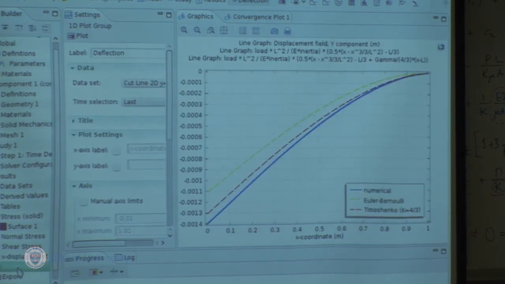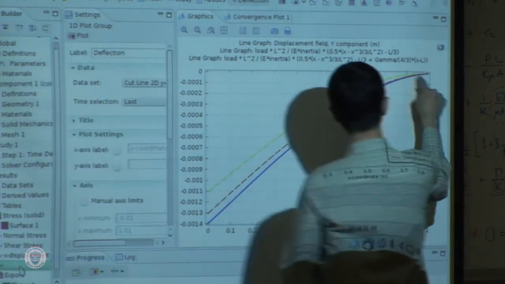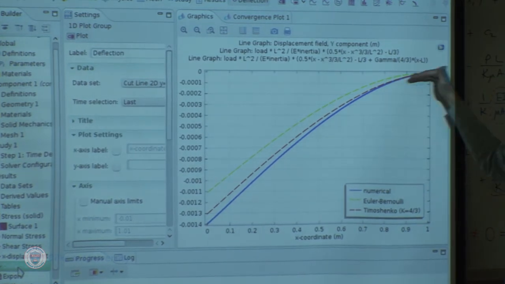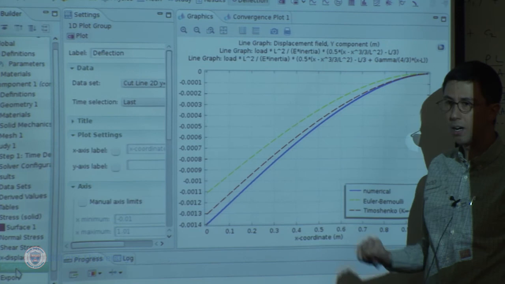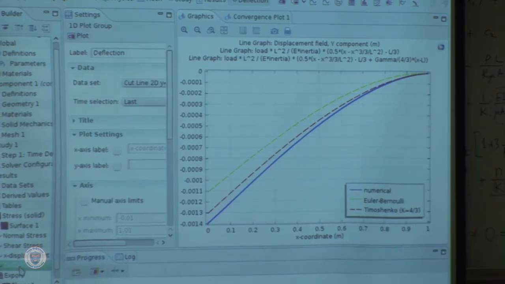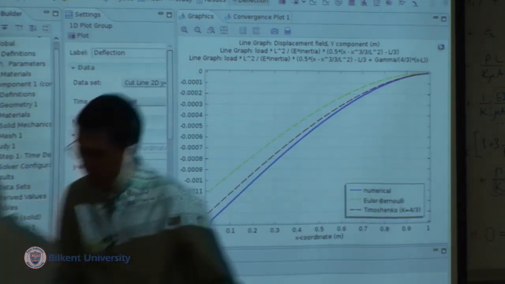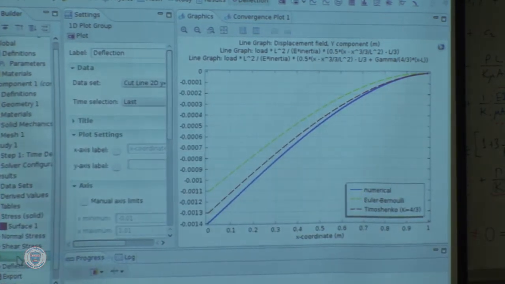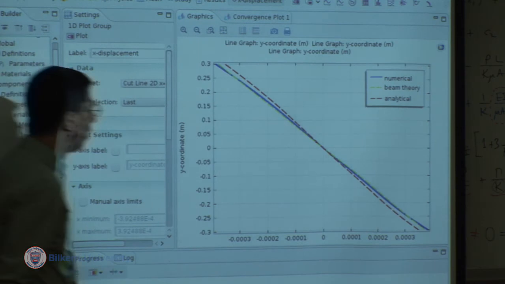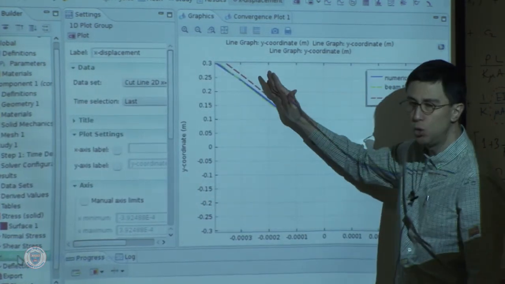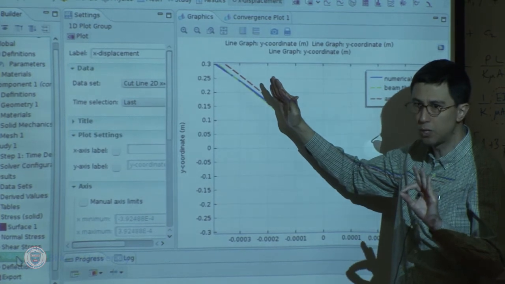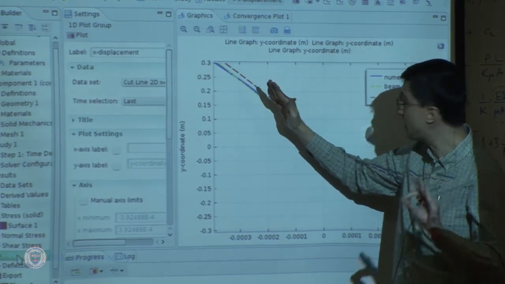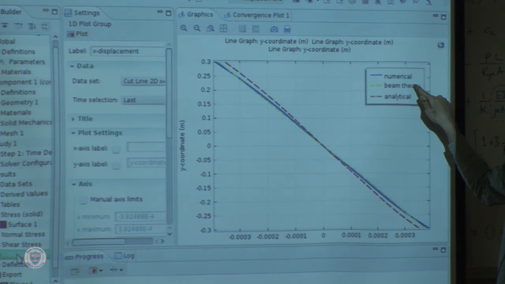Let's look at deflection, on the other hand. So blue is the numerical solution. The analytical solution is much closer to blue than the Euler-Bernoulli beam theory solution. So now, let me go back. I'm sorry for doing this, but this is U1. U1 is minus theta x2. That's how it was represented. And theta is the same for Euler-Bernoulli or Timoshenko beam theory.